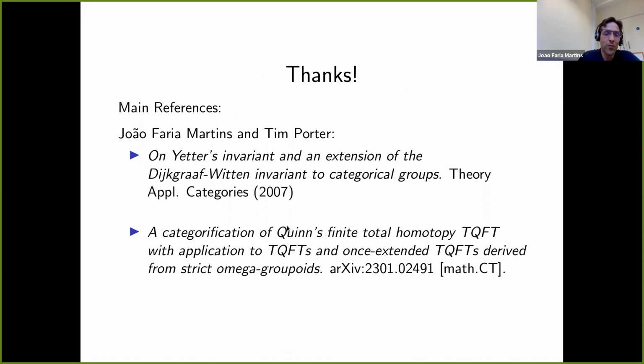So this is the first paper with Tim, 2007, and 16 years later, with thousands of Skype meetings, now Zoom, we finally managed to do paper 2 in 2023. Thank you very much.